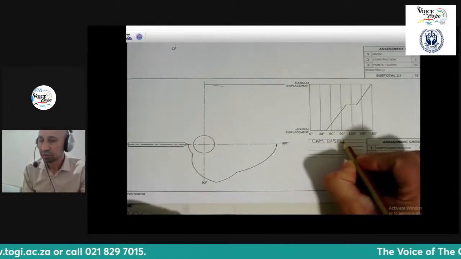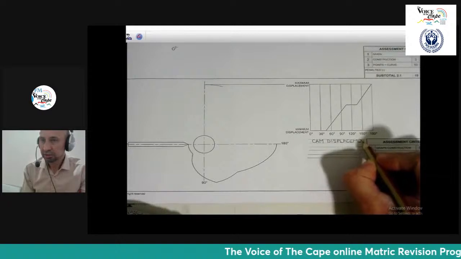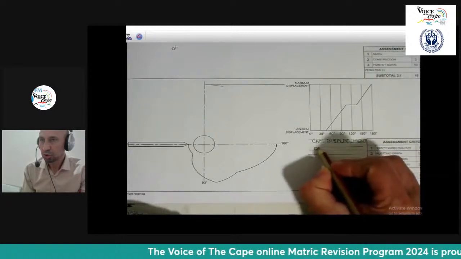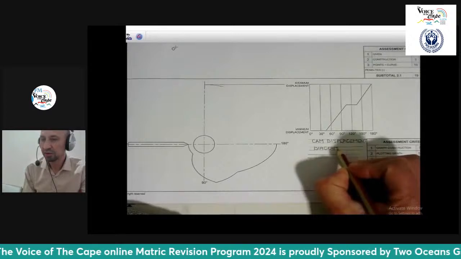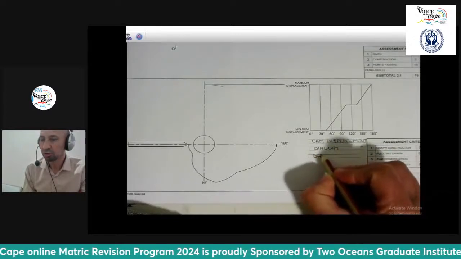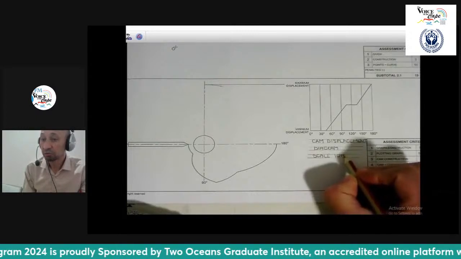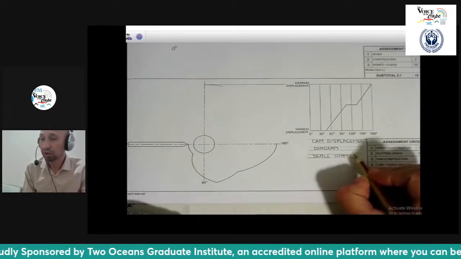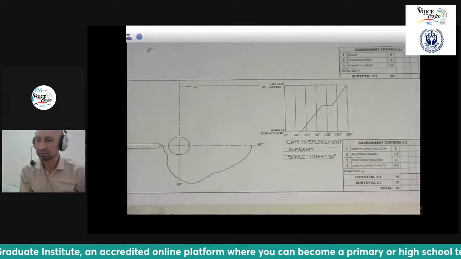And you're going to have your scale of 30 degrees equals 10 millimeters. And that's very important to write down below every cam displacement graph, because each of these will have a 1 mark allocation, which you will get. And that's very easy marks for you to obtain.